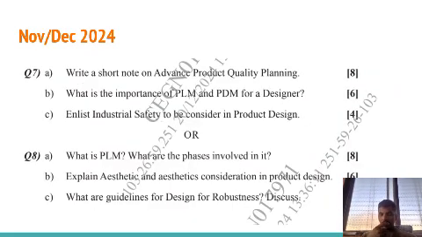These are the previous year questions asked in 2024 by the university. Write a short note on advanced product quality planning. This is also a repeated question asked in all three previous years. What is the importance of PLM? This is also asked in previous year questions. And list industrial safety considerations in product design. These are all basic questions, and once we go through this whole concept, we can write the answers in our own words.